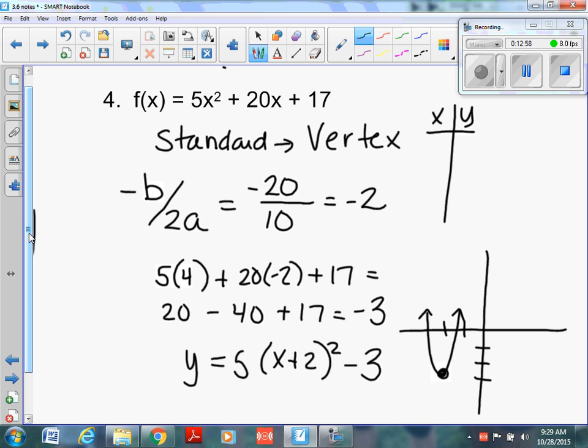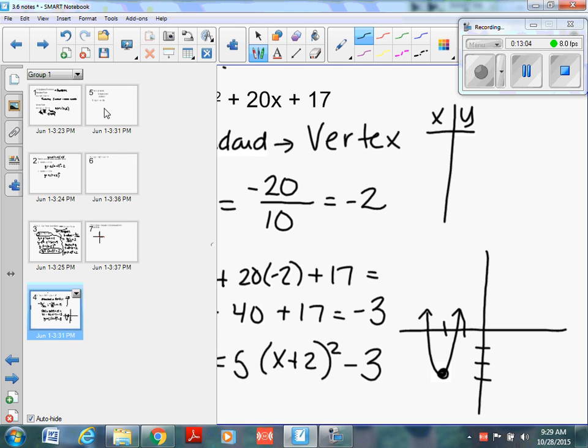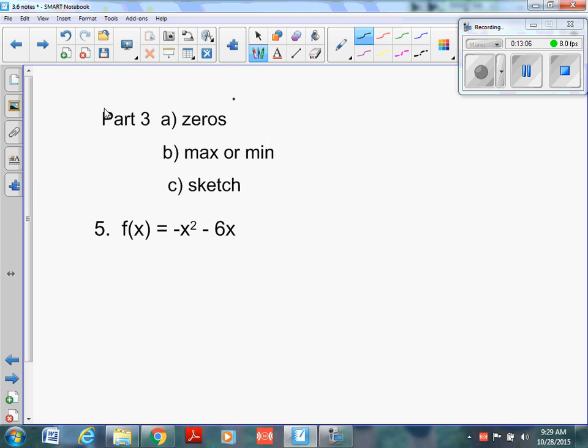So, any questions on standard form to vertex form? I think in the next section, do we go the other way? No, we don't go the other way.